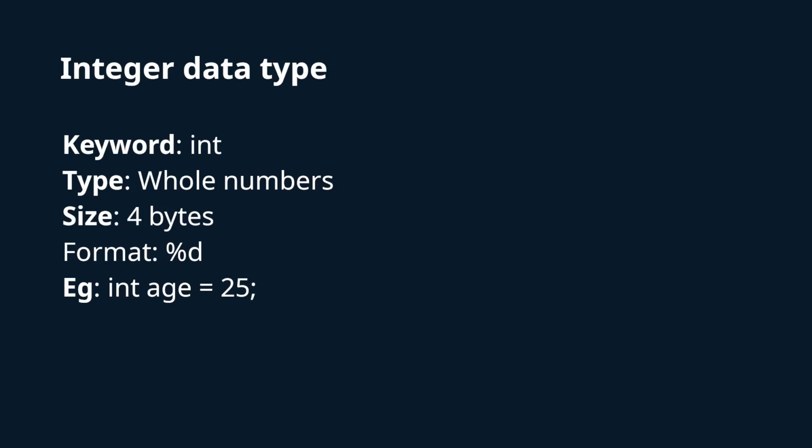The first primary data type is integer. It is identified by the keyword int. It is used to store whole numbers like age, score, or count of the product. We can store a maximum of 4 bytes of value inside it. Its format specifier is %d.